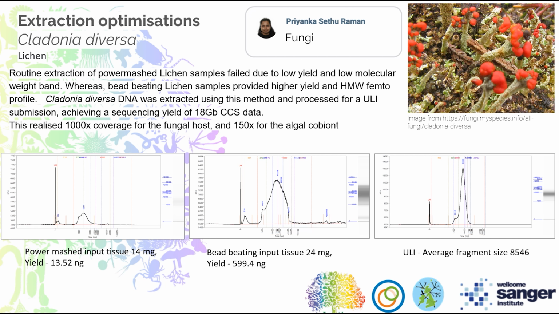However, when we sequence this, even for ULI, we were able to achieve 1,000x coverage for the fungal host and then 150x coverage for the algal cobiont. So this is a fantastic result for us, and it shows a lot of promise for this ASG project, where we're looking to sequence host and symbiont in one go. And actually, side note, the high C also separated these two, so you could really see on the high C profile those two different organisms.